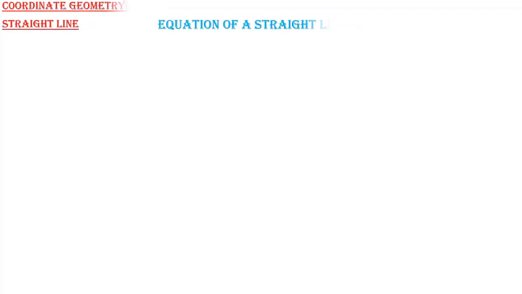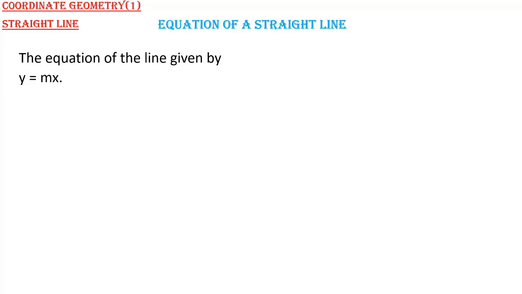Coordinate geometry 1. Equation of a straight line. The equation of a line is given by y equals mx.